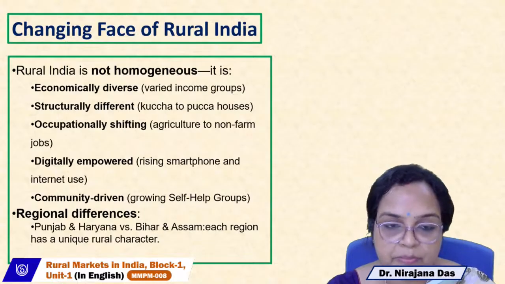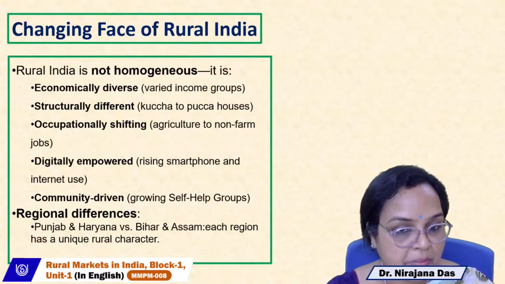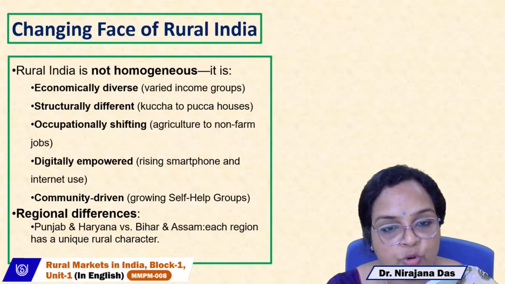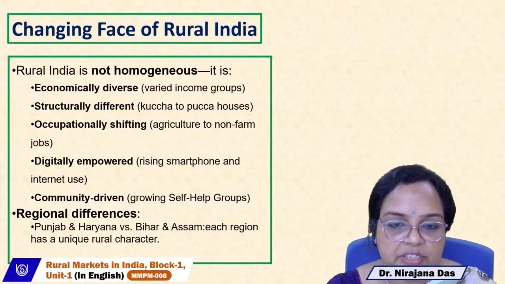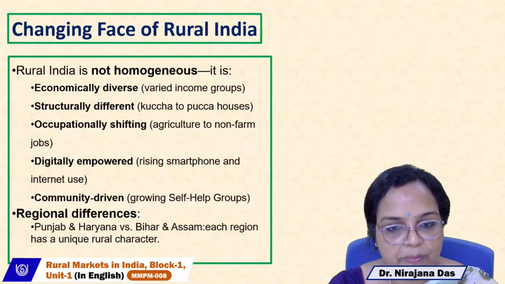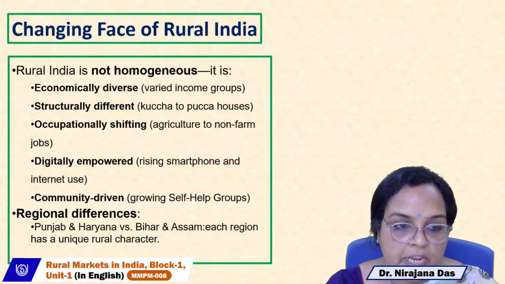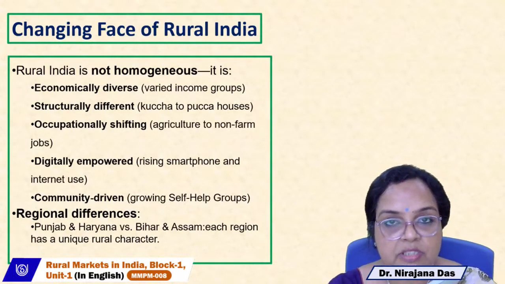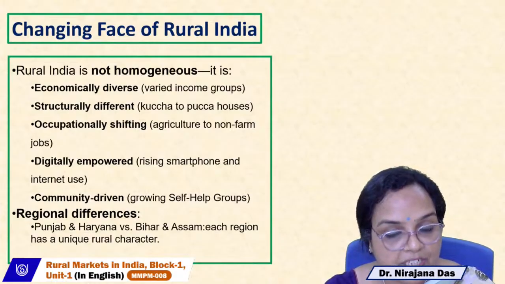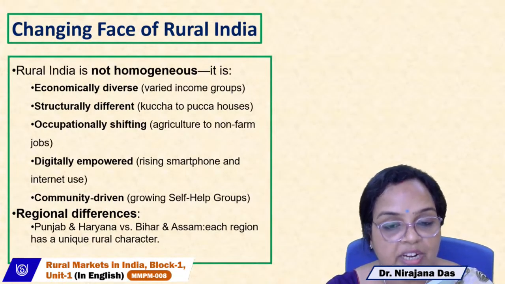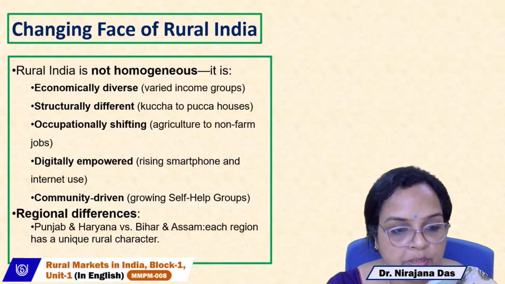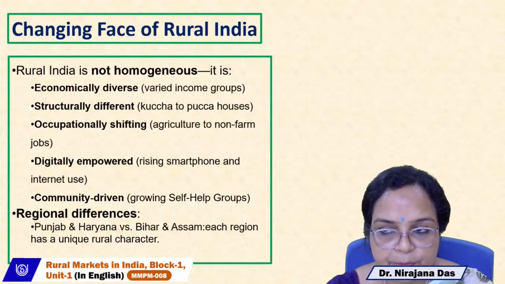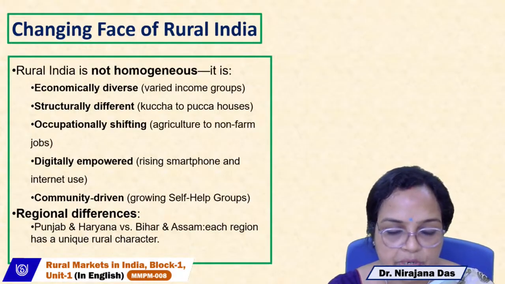Structurally, it is different. Many are having kacha houses, many are having semi-pakka houses, and few are having pakka houses also. They are having different occupations. Few are dependent on agriculture, and few are also dependent on non-farm jobs. Digitally, they are slowly getting empowered because smartphone use, access to internet, and social media are slowly entering the rural belt. Rural India is also community driven. We all know about self-help groups, their initiation and their job in the rural belt.